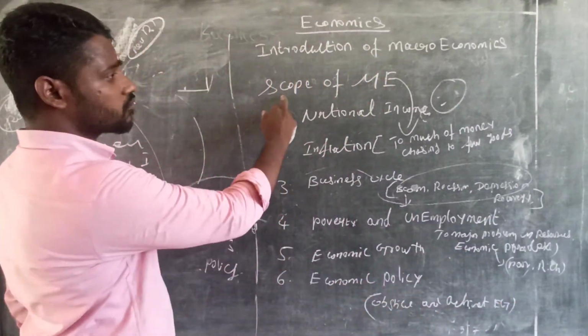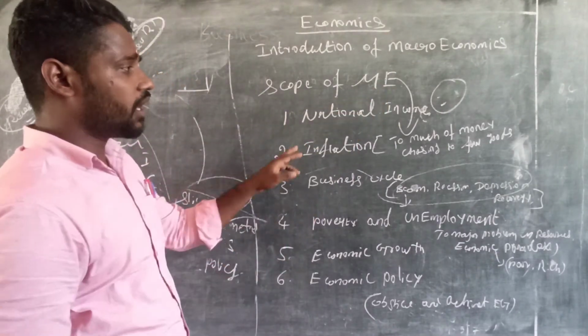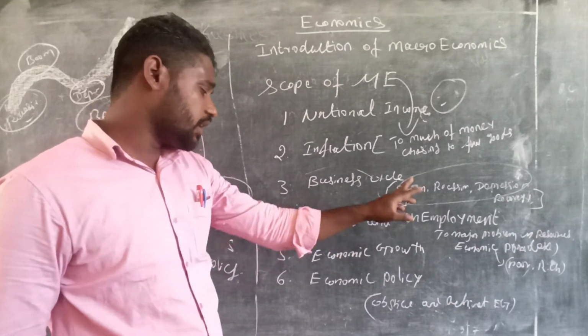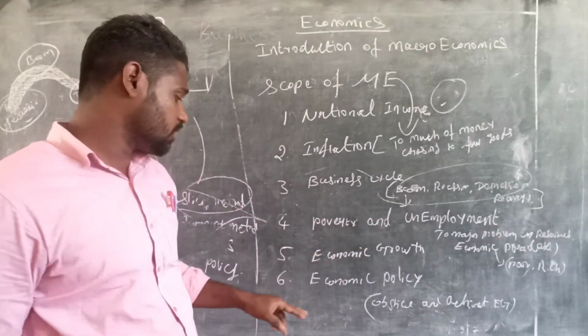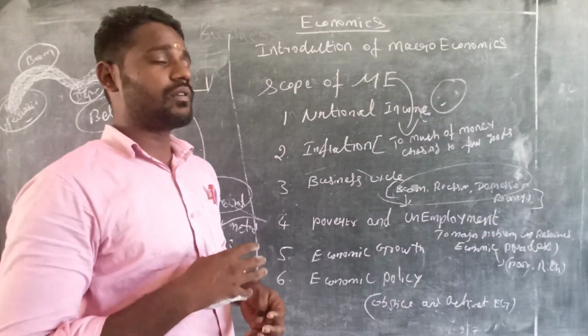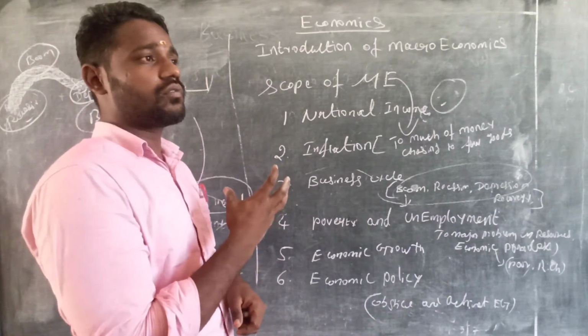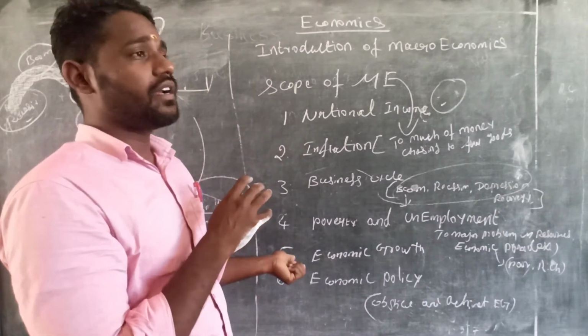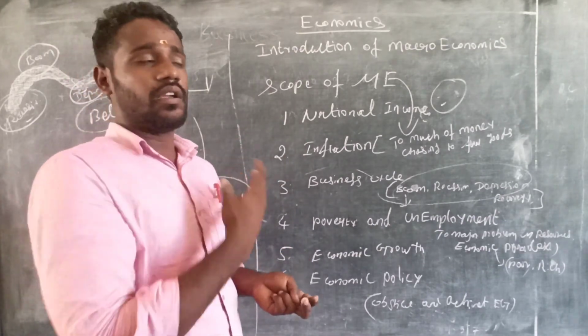So today we talked about the scope of macroeconomics. First, national income. Second, inflation. Third, business cycle. Fourth, poverty and unemployment. Fifth, economic growth. Sixth, economic policies. The scope of macroeconomics consists of basic important questions only. The first chapter is only for 5 mark questions. Basic points, okay. That's all.